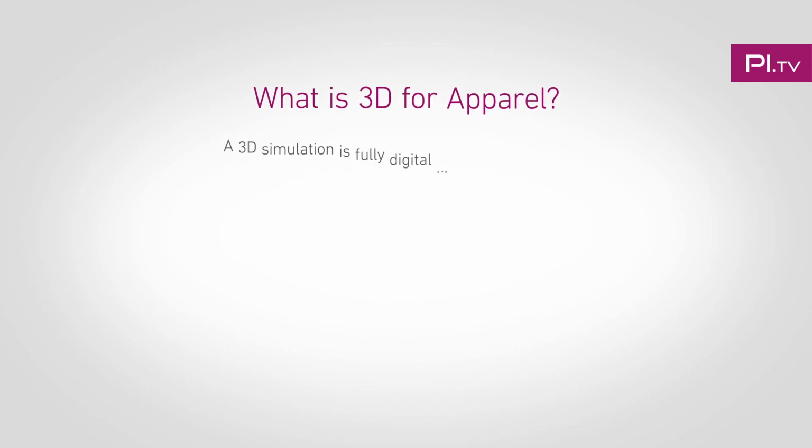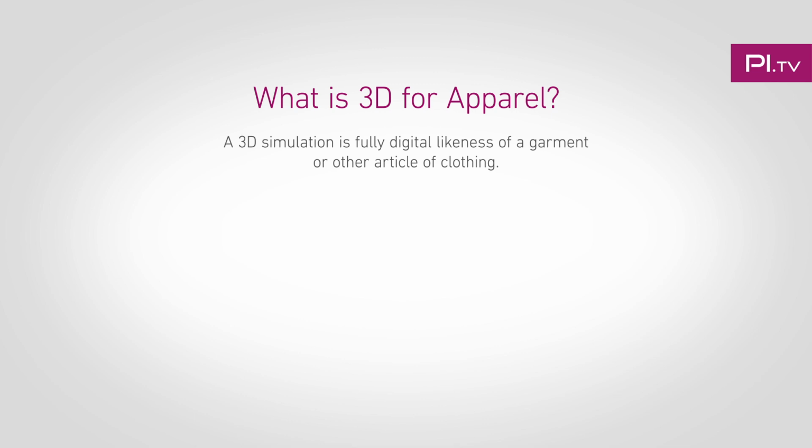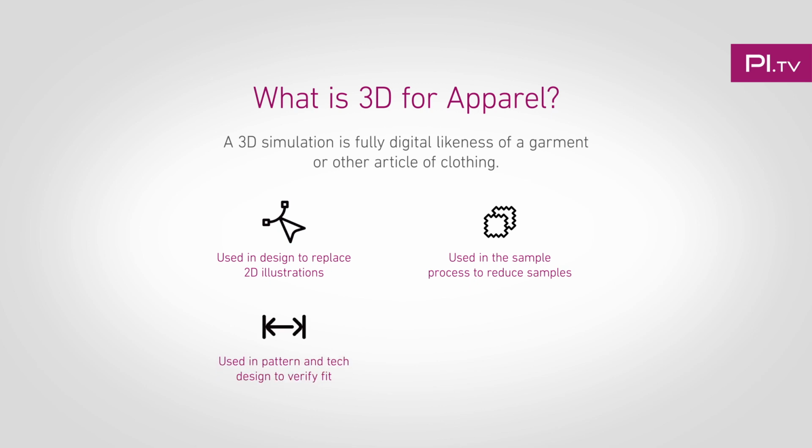All right, so what is 3D for apparel? A 3D simulation is a fully digital likeness of a garment or another article of clothing. These simulations can be used in design to replace 2D illustrations. Simulations can be used in the sample process to replace or reduce samples. Simulations can also be used in fit and technical design. Simulations are also a way to connect with your end consumer by using them in retail or for presentations.